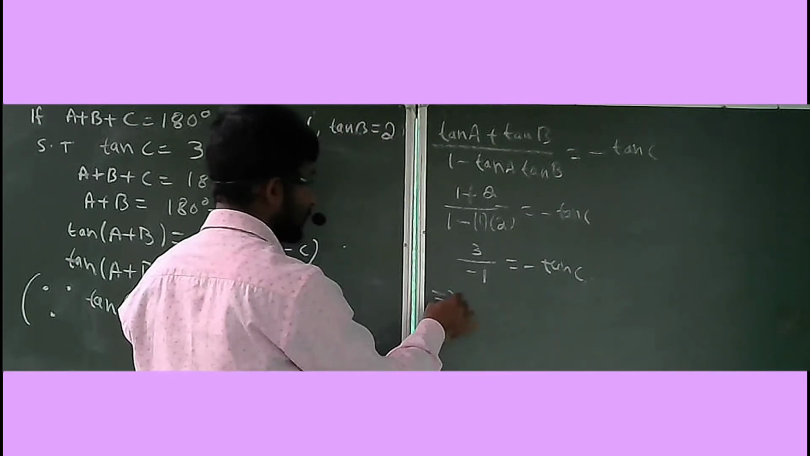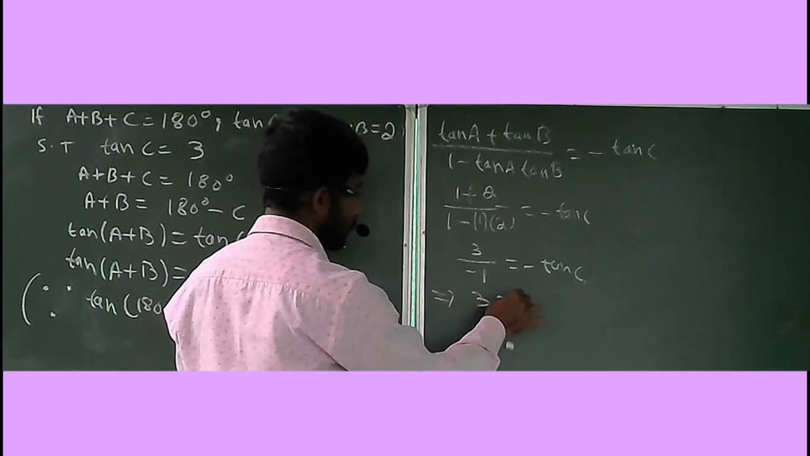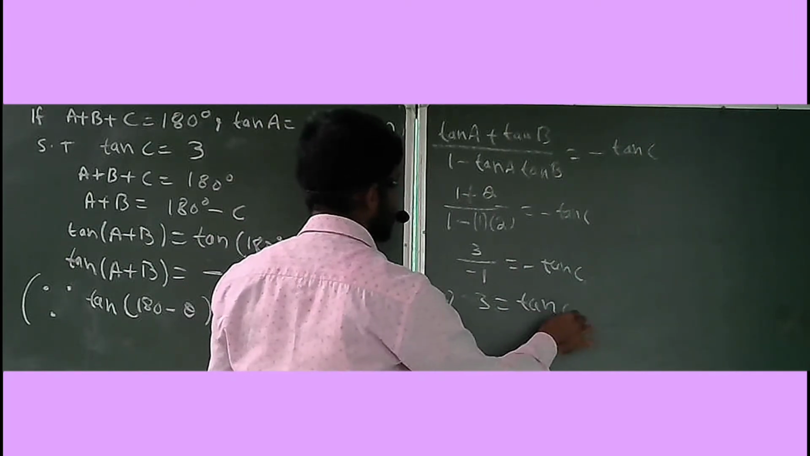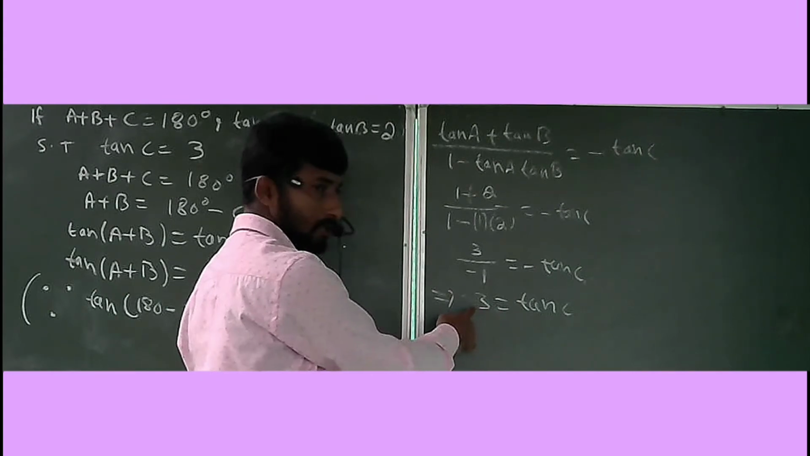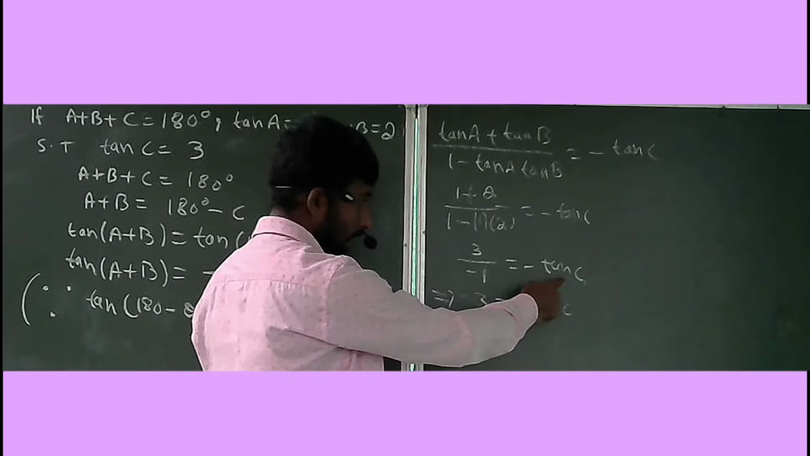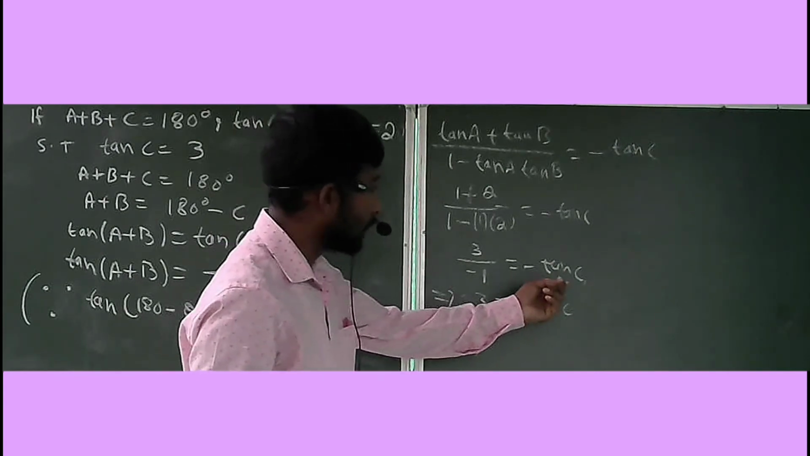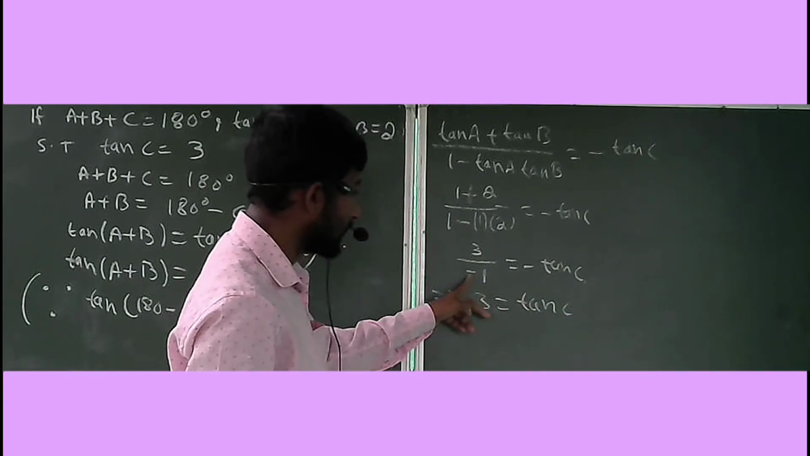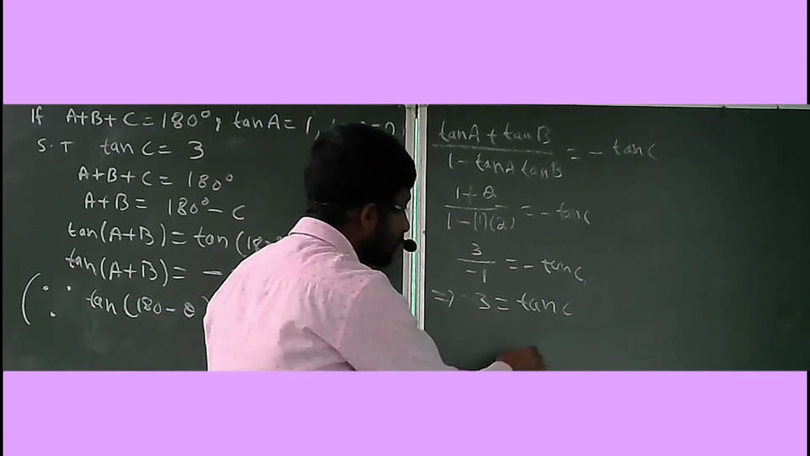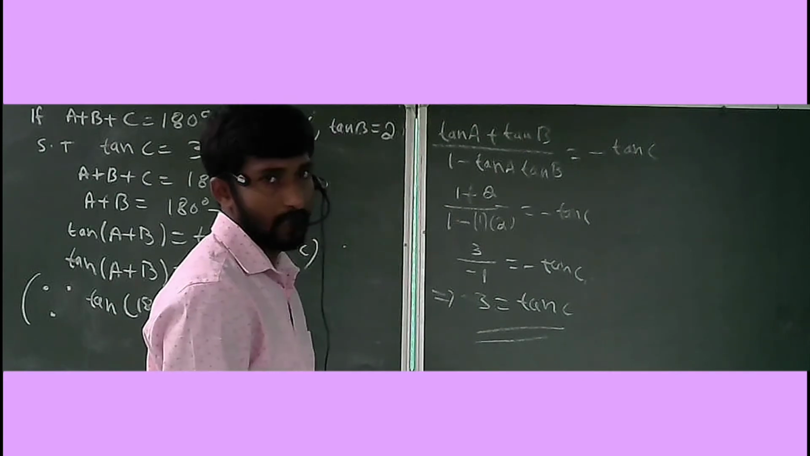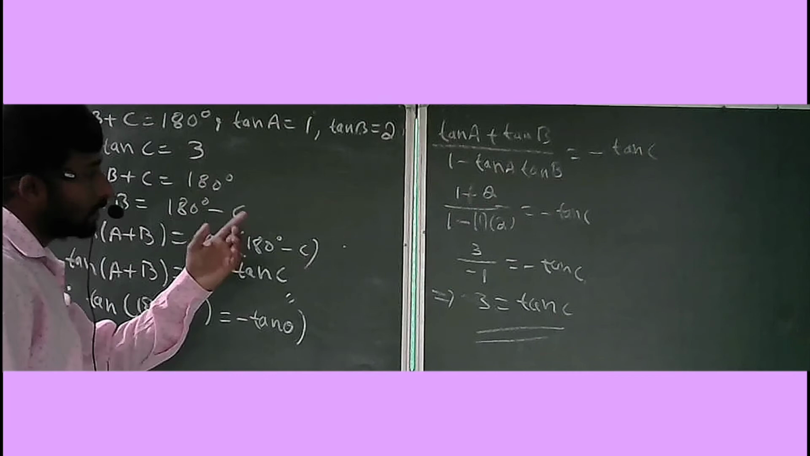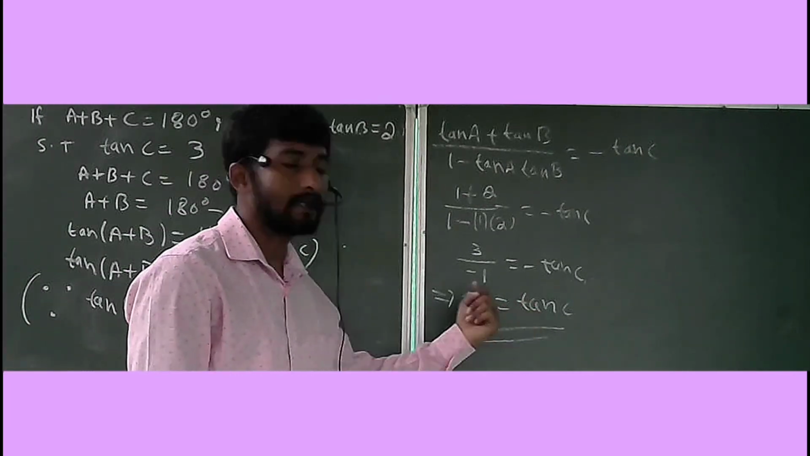This implies, cross multiplying, 3 is equal to minus 1 into minus tan C. Cross multiplying minus 1 to RHS, minus 1 into minus tan C. The minus minus gets cancelled. 1 into tan C is equal to tan C. Therefore, tan C value is equal to 3. That's the question asked, right? Prove that tan C value is equal to 3. Again, you are getting the same answer.